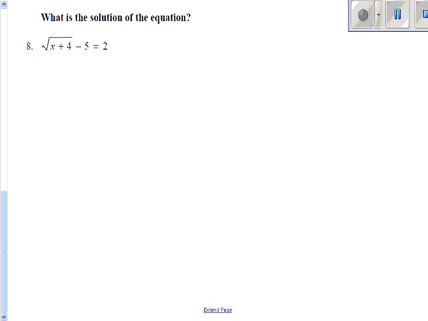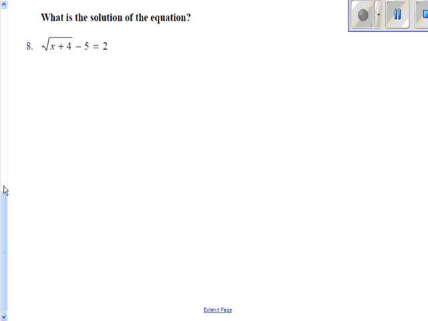If I take a look at this next one, it says, what is the solution of the equation? And here I just want to solve, and I've got a radical in it. When I have a radical, the first thing I want to do is isolate the radical. Notice this is my radical term. I want to get that thing by itself. And the only thing that's in its way right now is this -5 that's hanging out on the end. So we got to get rid of that guy.